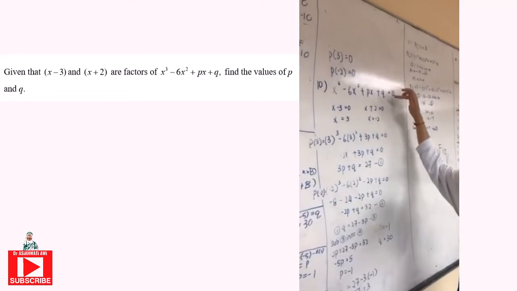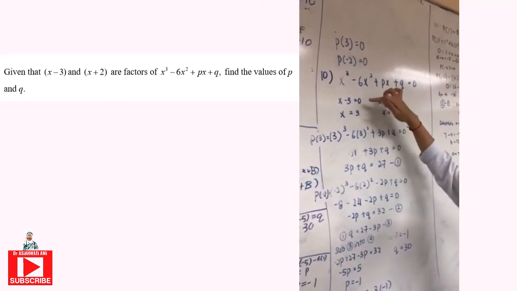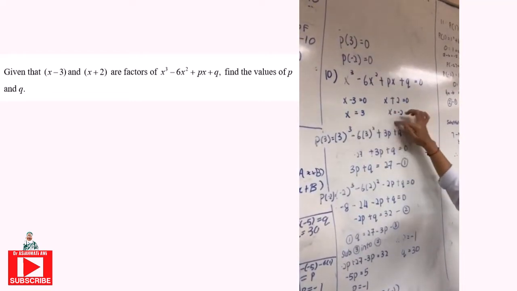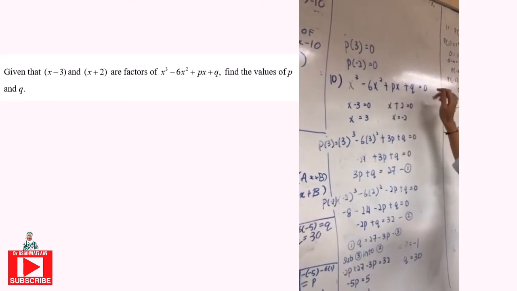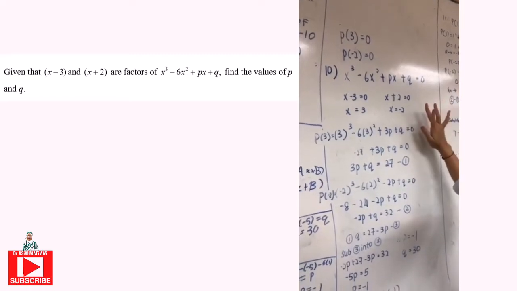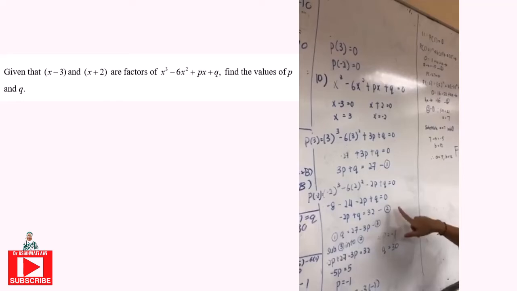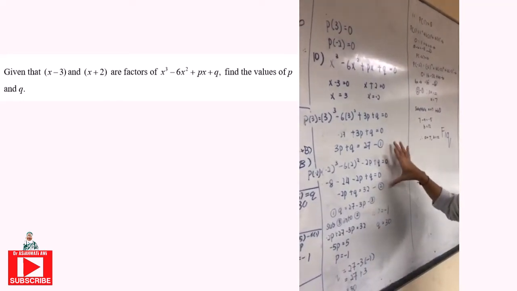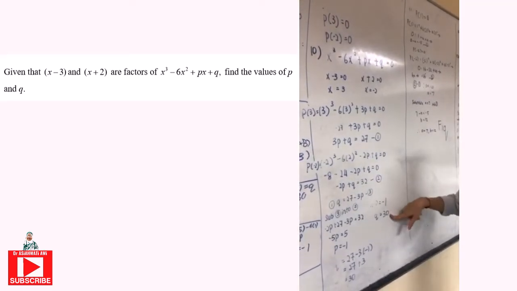The question already give us this equation. Then the question give us two factor, which is this one and this one. Then find out that x equals to 3 and x equals to minus 2. Then substitute x equals to 3 inside this equation. Then I get the first equation. Then after that I sub x equals to negative 2 inside this equation. I get the next equation. Then I solve these two equations as simultaneous linear equation. Then I get p equals to 1 and then q equals to 30.